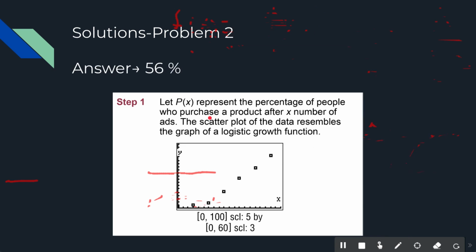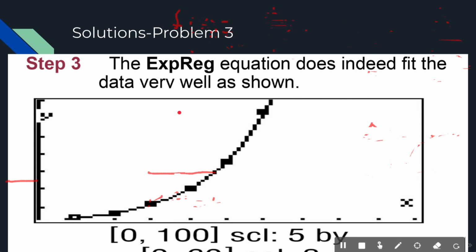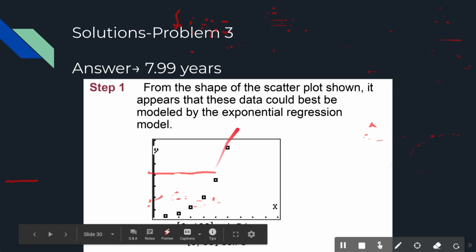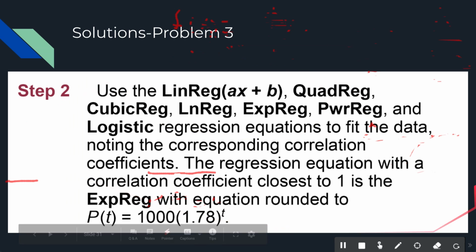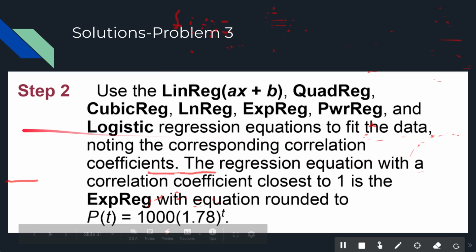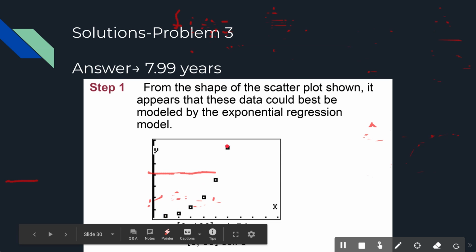So, we still do the same thing though. We still have to follow the steps, and we're first gonna plot the data. And this looks like it's exponential, right? So exponential might be the best option in this case. We're still gonna be trying every single equation though, and we're just gonna look at the corresponding correlation coefficients, basically our r squared or r value. And the regression equation with the coefficient closest to 1 after doing all these is the exponential regression. And that makes sense. I mean, look at this graph. It has to be exponential.